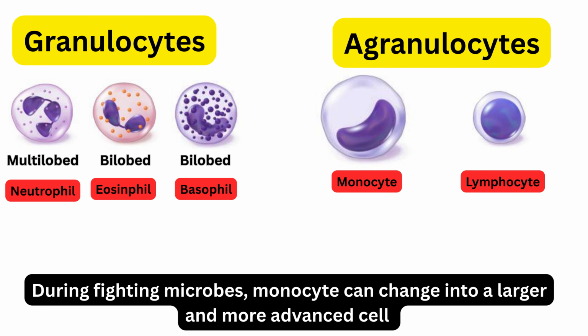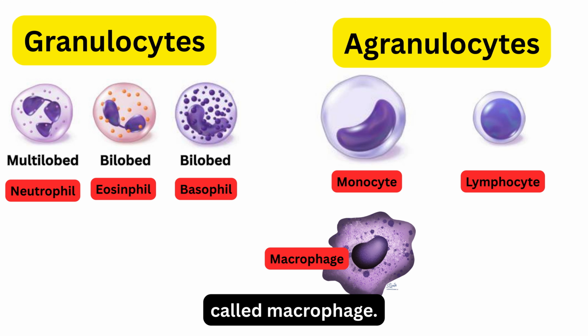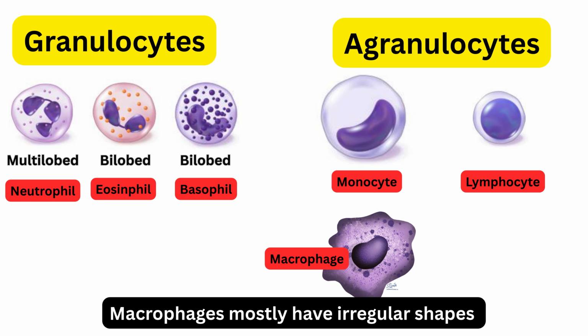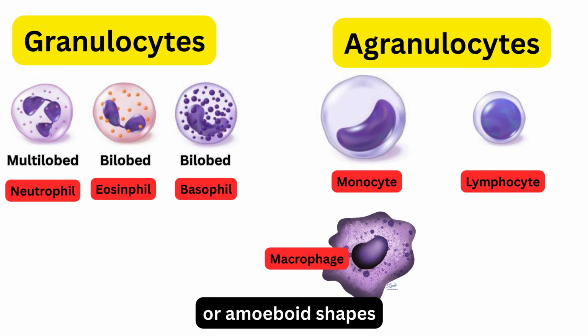During fighting microbes, monocyte can change into a larger and more advanced cell called macrophage. Macrophages mostly have irregular shapes, or amoeboid shapes.